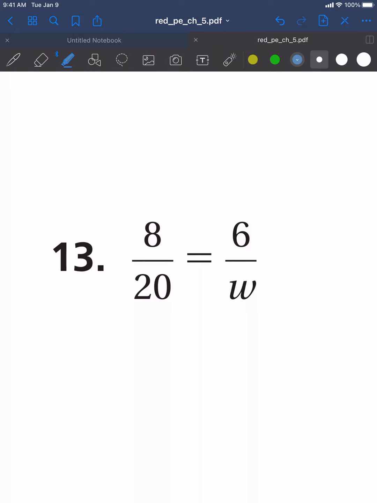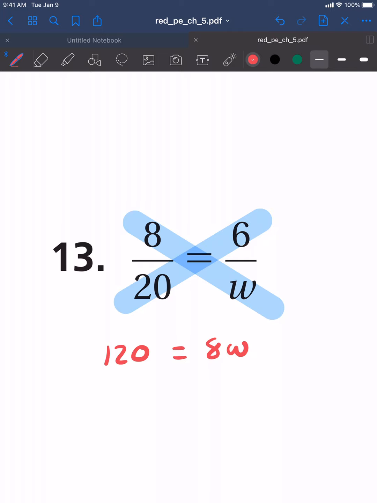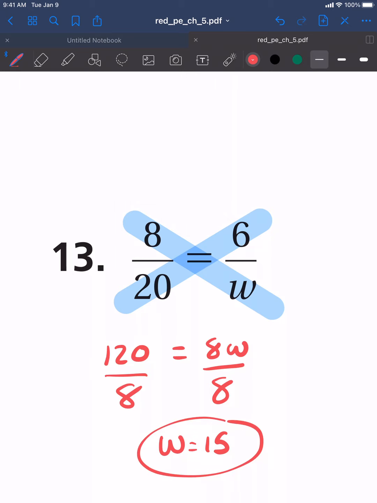How about Brinley? Brinley, will you walk me through this one? 6 times 20. Perfect. Which is 6 times 2 is 12, add a 0. And then what? 8 times W. Whoops, I just used my eraser instead of a highlighter. Silly me. 8 times W is 8W. And then we divide it. Good job. 120 divided by 8 is 15? Yeah. Good job, you guys. So W equals 15.